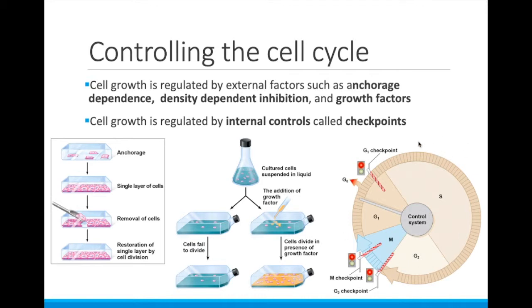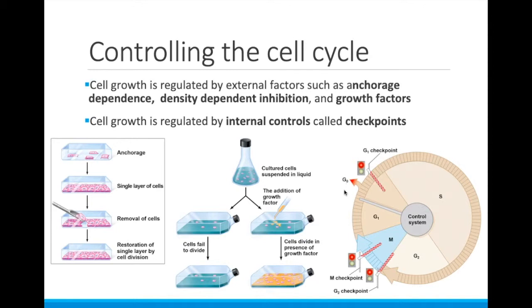So in the picture on the right, you can see the cell cycle, and it's been made into a dial. There are 3 main checkpoints in the cell cycle, where we check the cell to make sure that it's doing everything properly so that it can divide properly. And if it's not, it stops the cell from dividing.